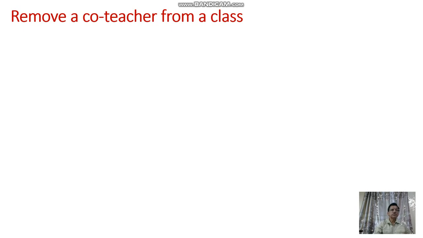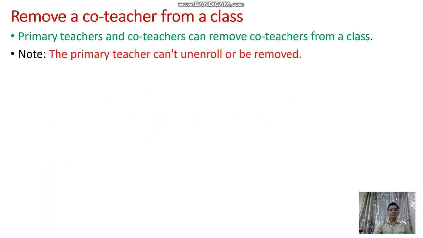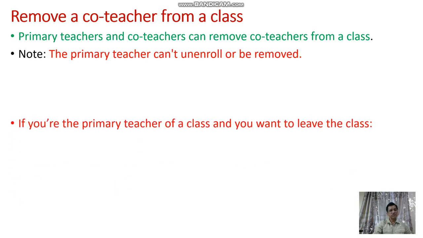Now removing a co-teacher. The primary teacher and co-teacher can remove a co-teacher from a class. We already know the primary teacher is the teacher who is responsible for the whole classroom. The full responsibility of your Google Classroom is with the primary teacher. The second teacher is a co-teacher who is just helping him and has no such responsibility. So the primary teacher cannot be unenrolled or removed.